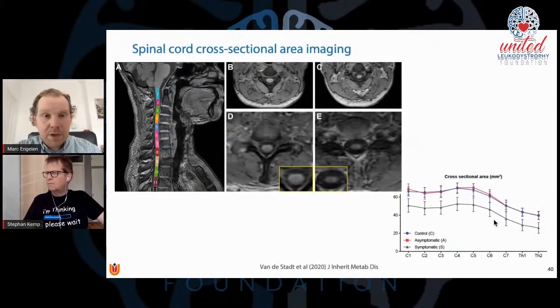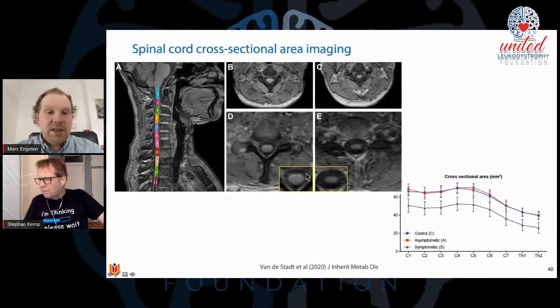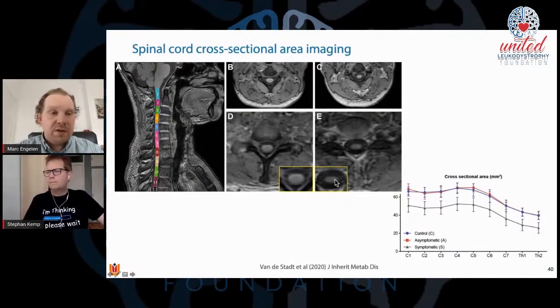Well, this one, you can imagine that if you lose fibers in your long tracts, your spinal cord gets thinner. You can see in D, the spinal cord's a nice oval. And you can see E is somebody who has had spinal cord disease for decades and who is severely affected. The spinal cord is obviously thinner and flatter. If you quantify that, that is the graph on the right. People who are symptomatic have a thinner spinal cord. And this is something that you can also use as an outcome measure.